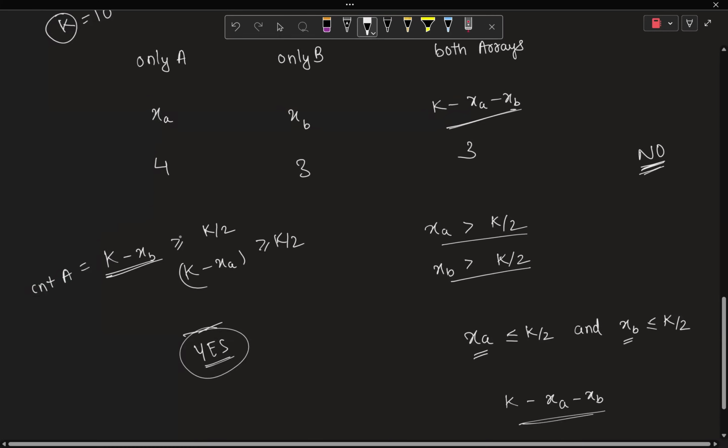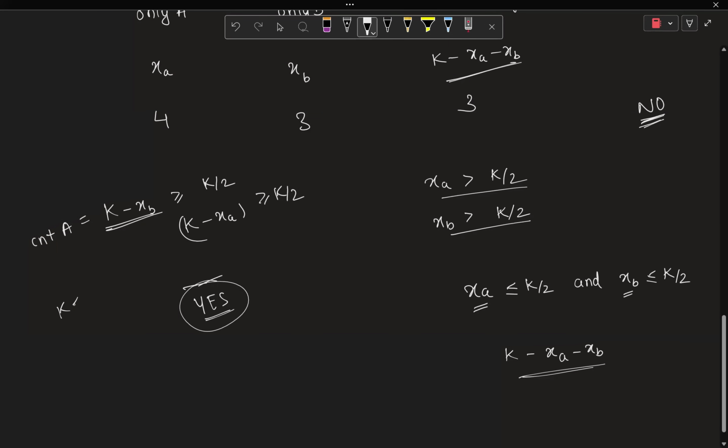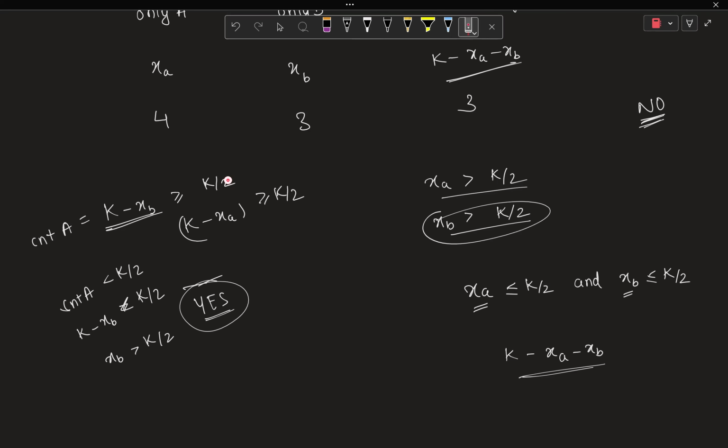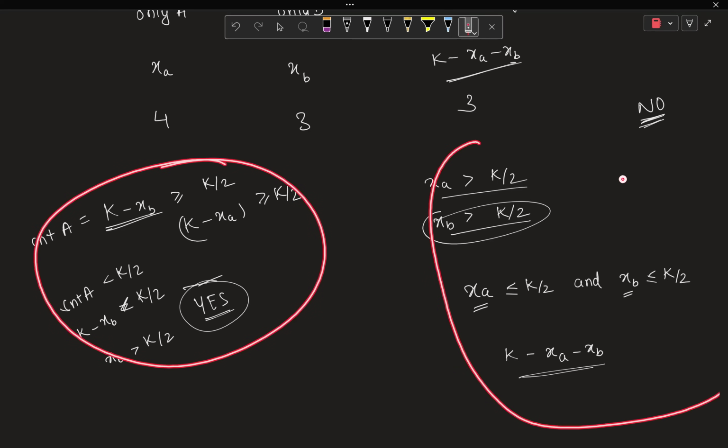And if, for any count A or count B, it turns out to be less than k by 2, if count A turns out to be less than k by 2, it means that k by xb would have been less than k by 2, which would have meant that xb was greater than or equal to k by 2, like this condition. So the condition I wrote here is nothing but this exact same thing.